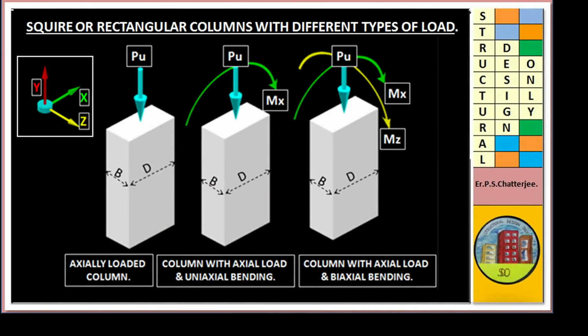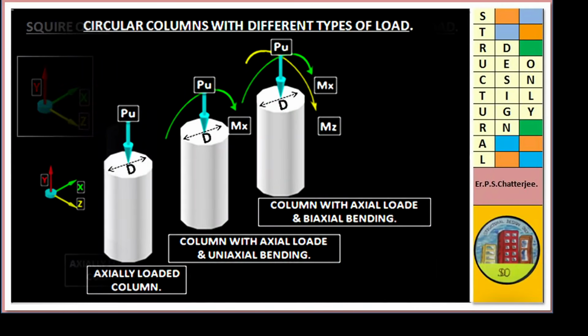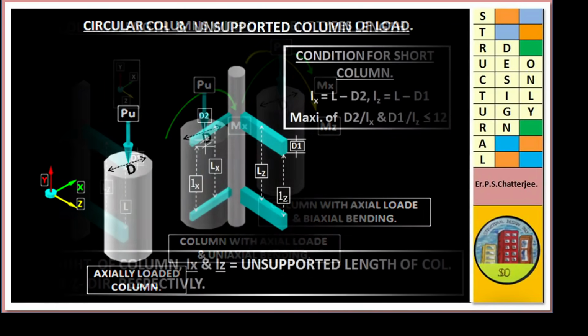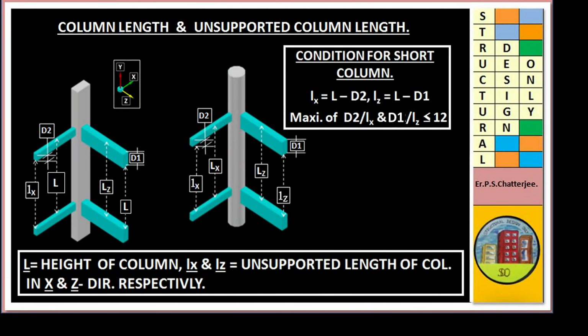Square, rectangle or rectangular column with different types of load. And this is circular column. Column length and unsupported length. Say L is the length of the column, and unsupported length means L minus depth of the beam.